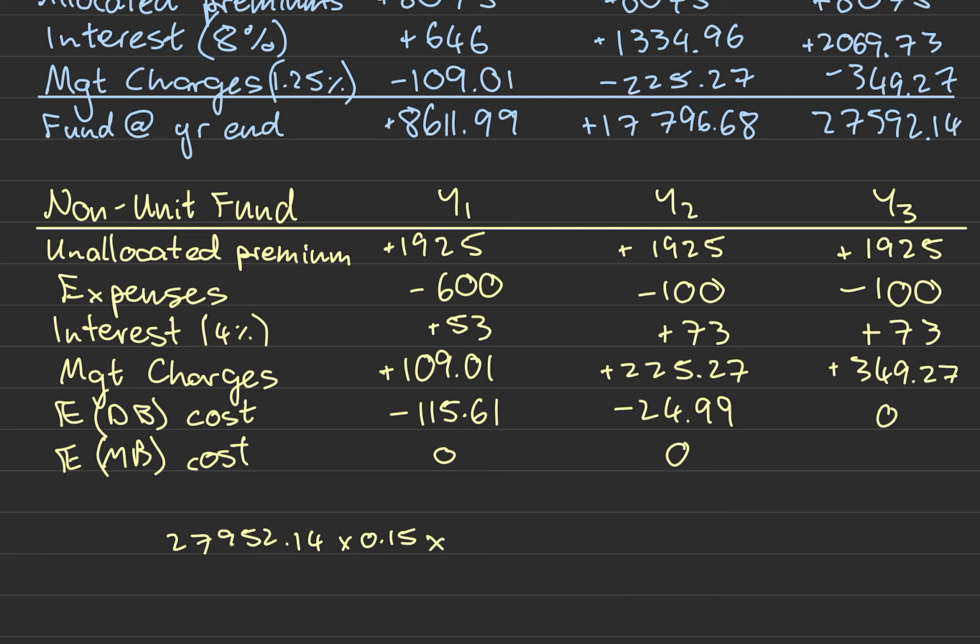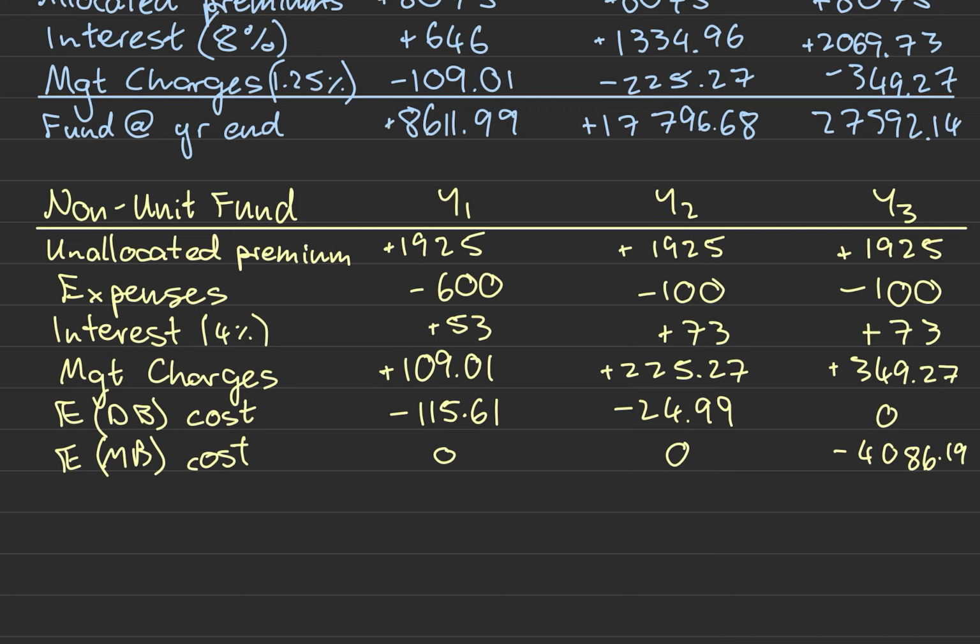So times by, now I'm going to say something about this as well. How old is he? He was age 62 at the start. He's aged by 2 years. He's now age 64. So my expected maturity benefit is this times by P64, survival. Okay, multiply that out and it's minus 4086.19.